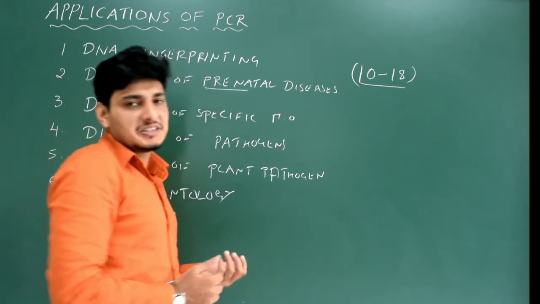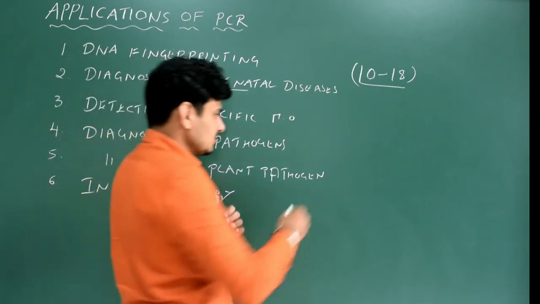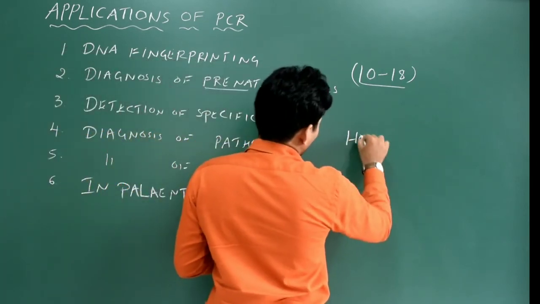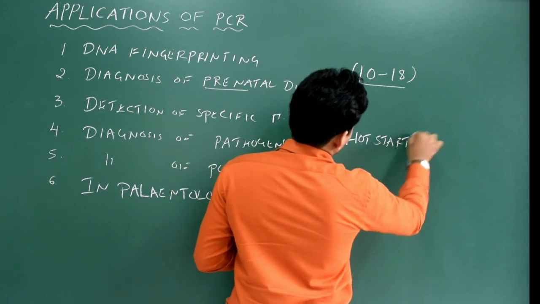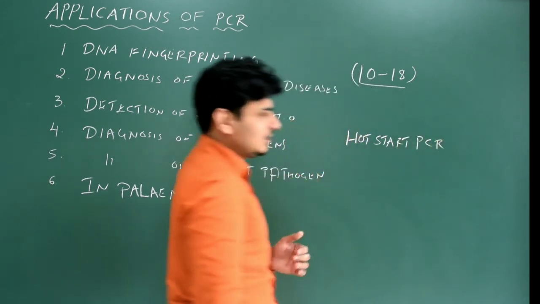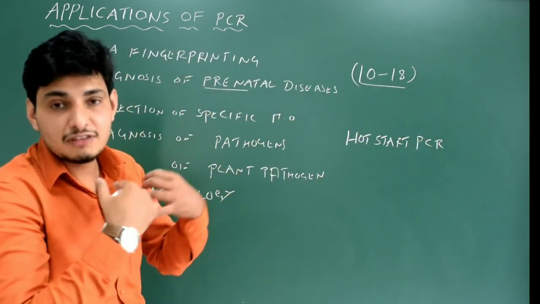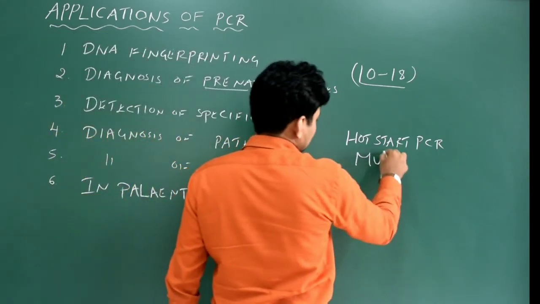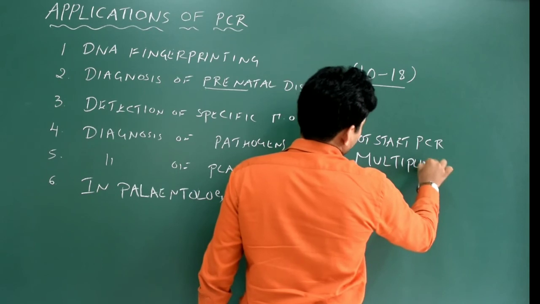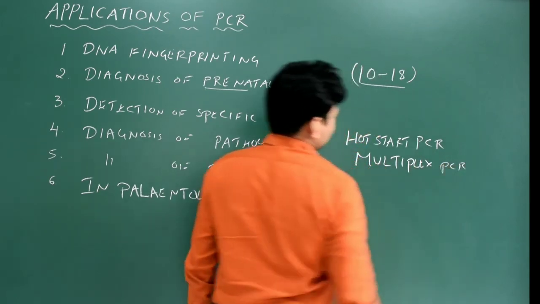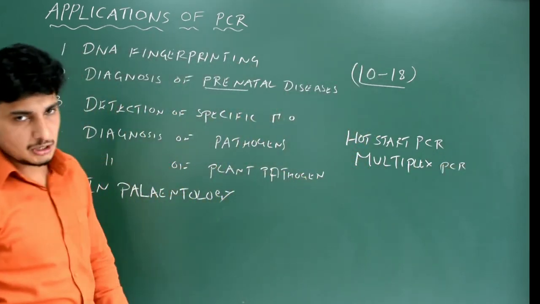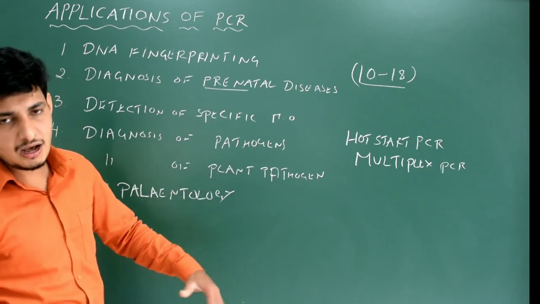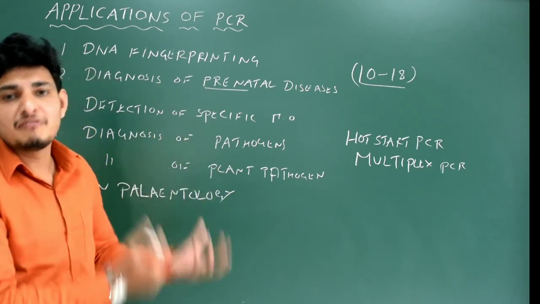And the types of PCR, for example, just let me write one type, that is hot start PCR. You could see different types of PCR. Okay, hot start PCR, and one more is called multiplex PCR. See the difference, like see the types, that's it. That means different types are useful in different fields in biology.